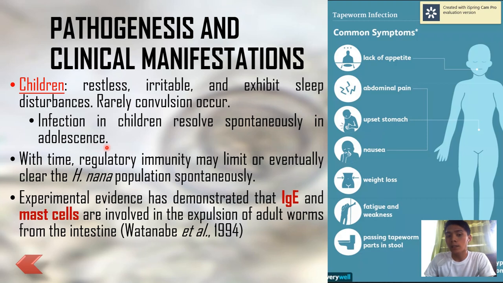Meaning, it is self-limiting. If a child is infected with H. nana, when they grow up, eventually the infection goes away, because their body or immune system can manage the parasite. With time, regulatory immunity may limit or eventually clear the infection. Experimental evidence has demonstrated that IgE, or immunoglobulin E, and the mast cells are involved in the expulsion of adult worms from the intestine. These are responsible for the self-limiting nature of H. nana infection: IgE and the mast cells.